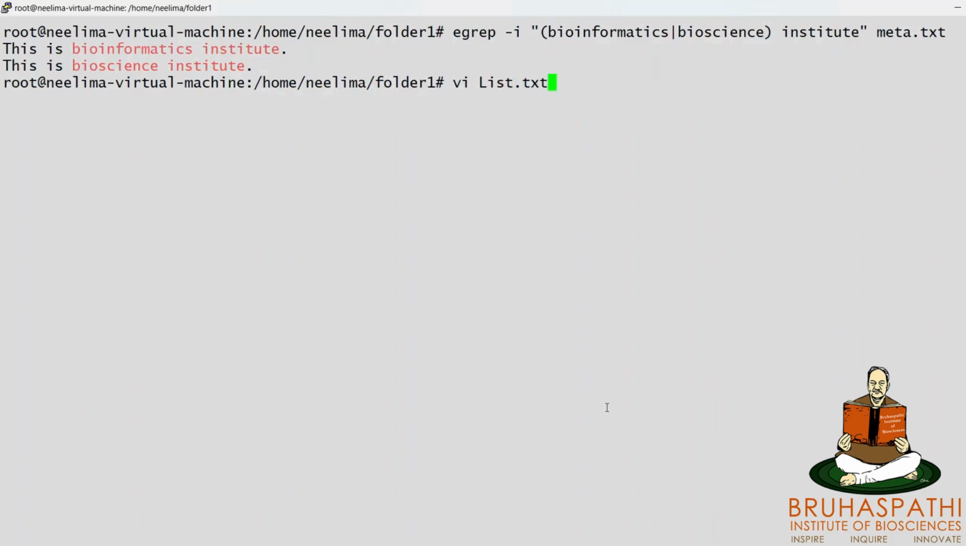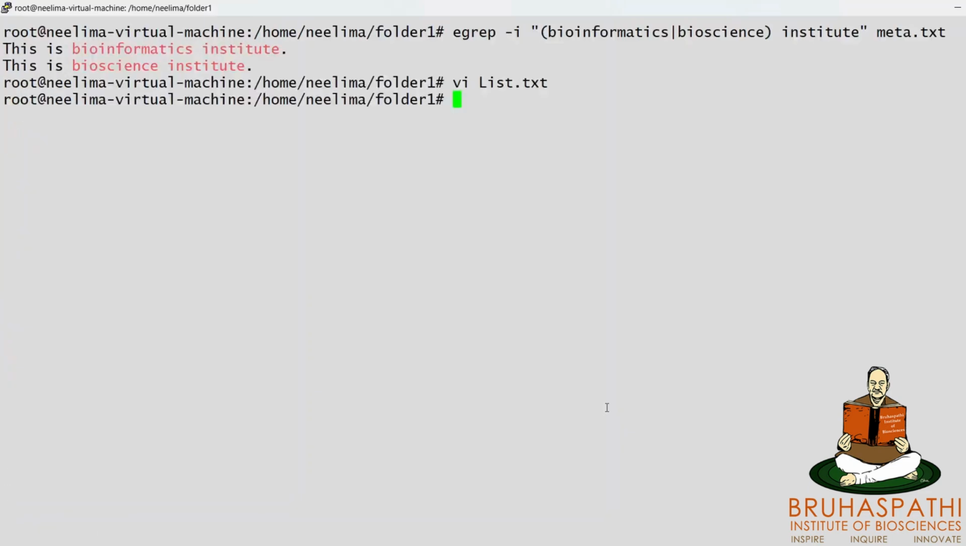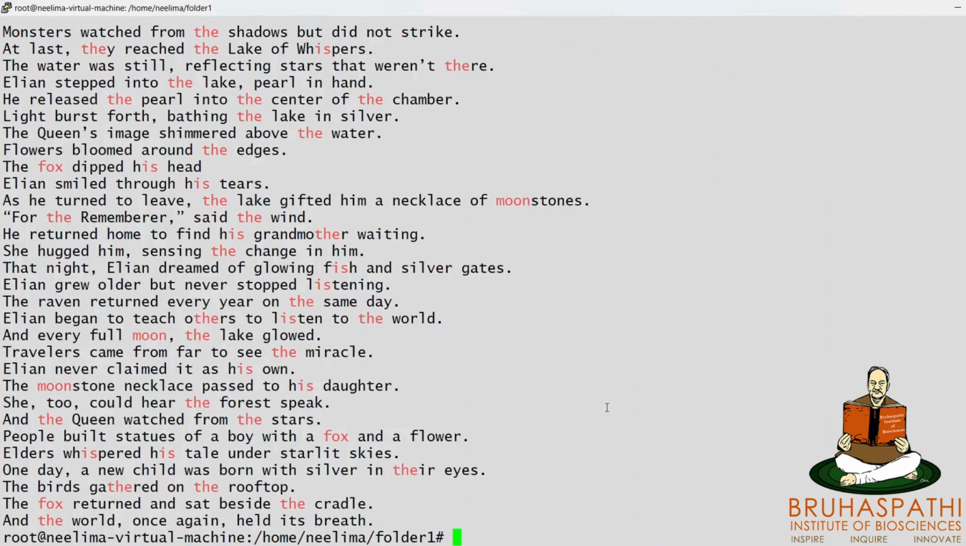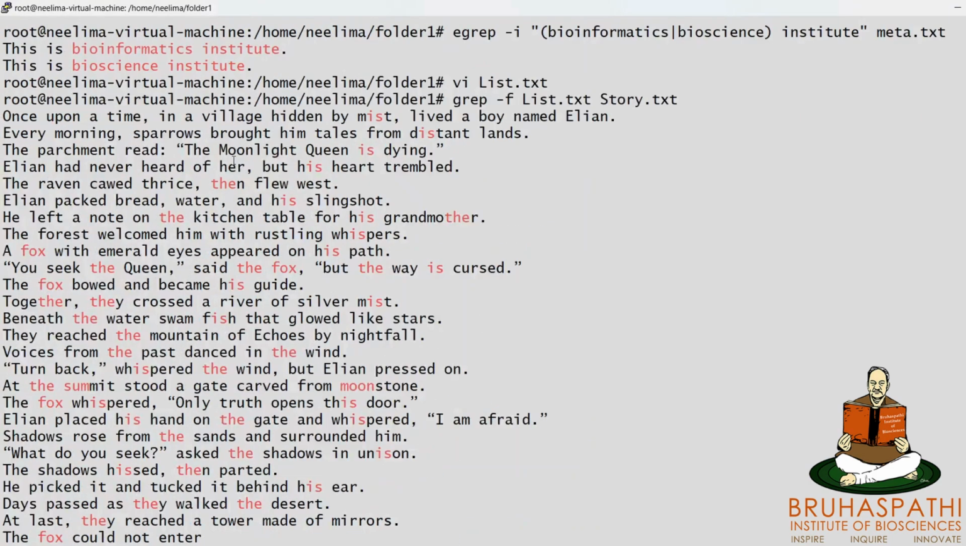Let's make a list which has some patterns in it. Sun, moon, fox, today. I am trying to search if any of these patterns are present in the file of our interest. So how do I do that? grep minus f list.txt. Check the patterns which are present in list.txt in the file story.txt. So wherever the pattern is found, that would be listed.